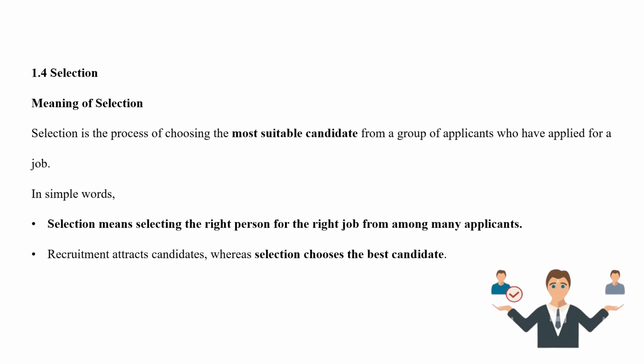So let's understand with an example. Imagine a company advertised 10 vacancies for the post of sales executive. After a few days, 500 candidates submit applications. Now, the company cannot appoint all 500 applicants, so HR begins the selection process. First, the applications are checked, then suitable candidates are called for the test and interview. Finally, only the 10 candidates who perform best are selected. This entire process of choosing the best candidate is called selection.